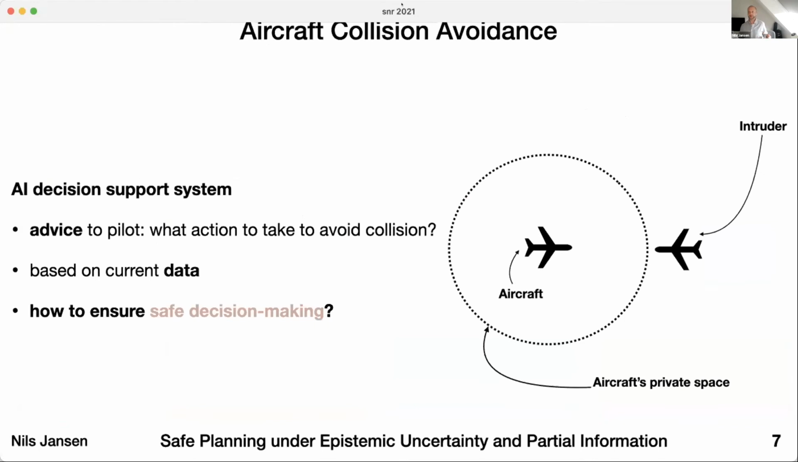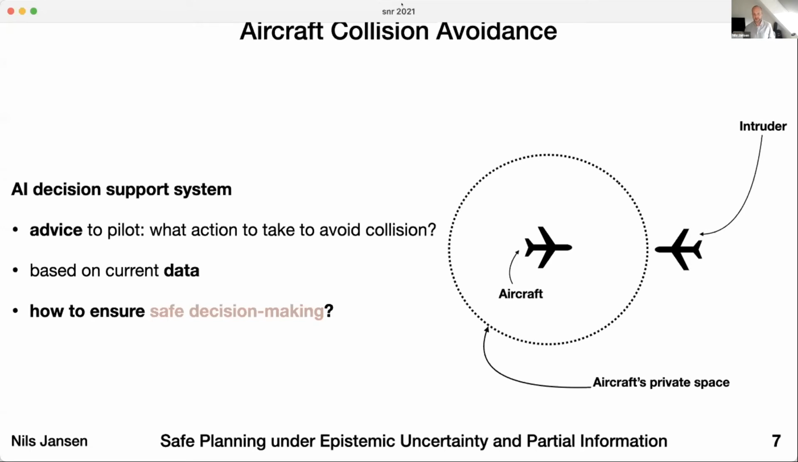So perhaps you saw in one of the initial slides this aircraft collision avoidance setting where we have 2 aircrafts. And this is basically depicting an AI decision support system. So what should happen here? Some AI should give advice to a pilot on what action to take to avoid collision. Collision, we say, can happen if an intruder, for instance another aircraft, enters the private space of an aircraft, which is indicated by the circle here. And this is based on current data, on current weather conditions, on whatever we may have at this stage.